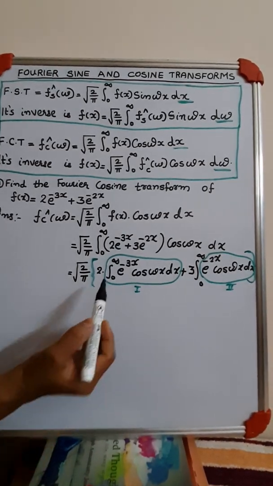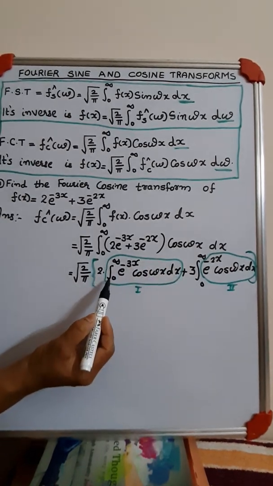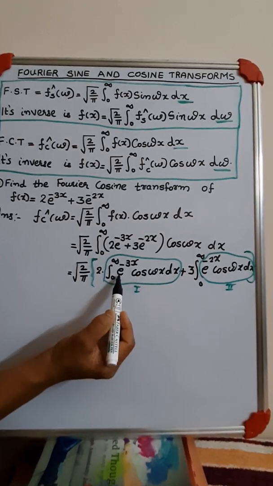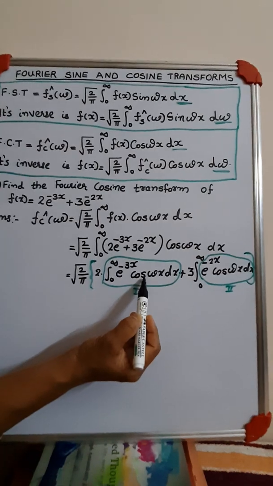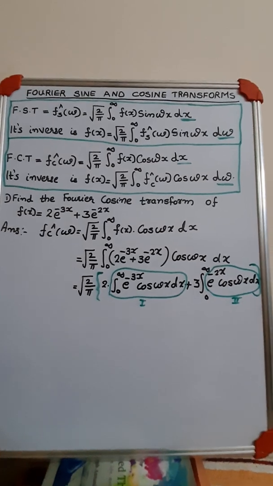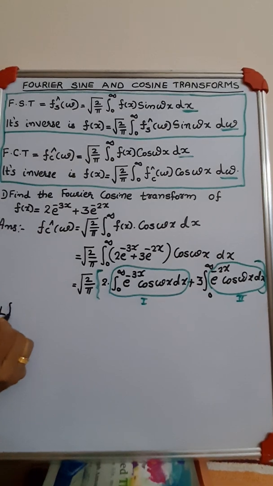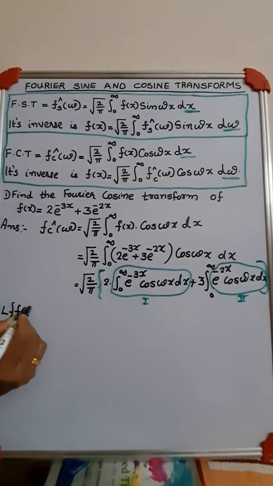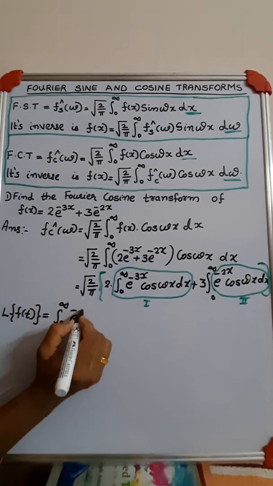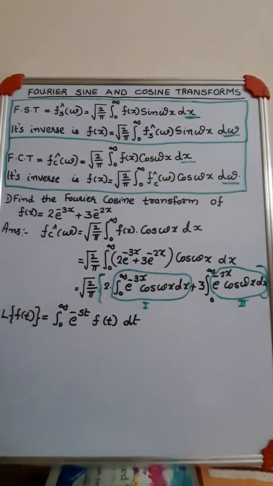But here the limit is 0 to infinity, and there is a shortcut method to evaluate this integral. Since the limit is from 0 to infinity and the integrand is the product of an exponential term and a cosine function, we can compare the integrand using Laplace transform. So what is the Laplace transform? We know that L of f of t is equal to integral 0 to infinity e raised to minus st into f of t dt.